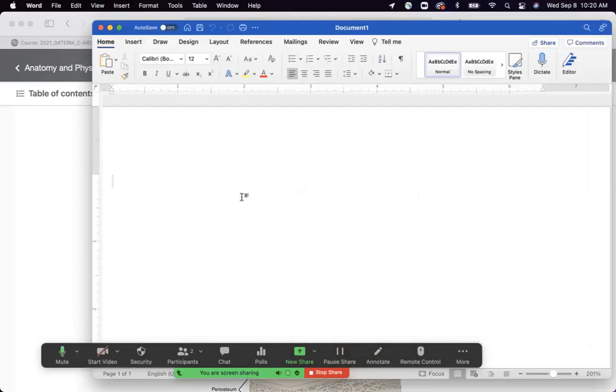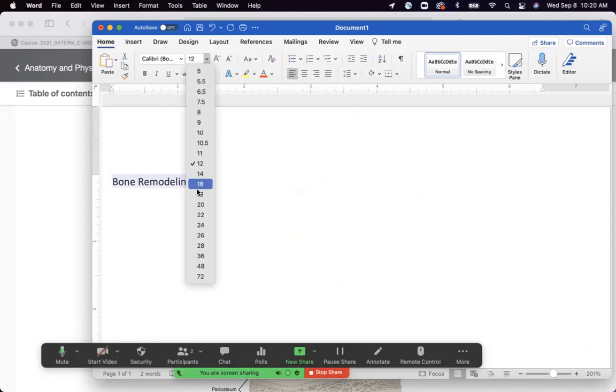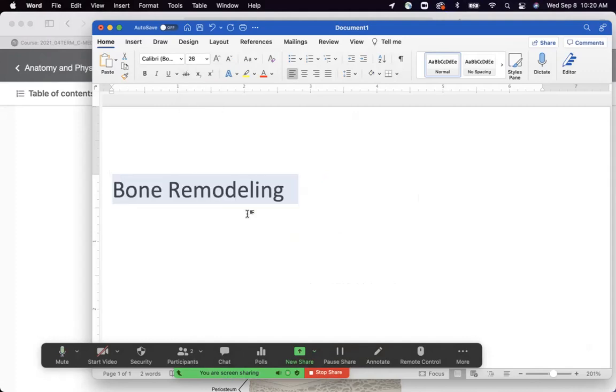Let's talk about bone remodeling. This is the reason why, especially children, how they recover so fast.